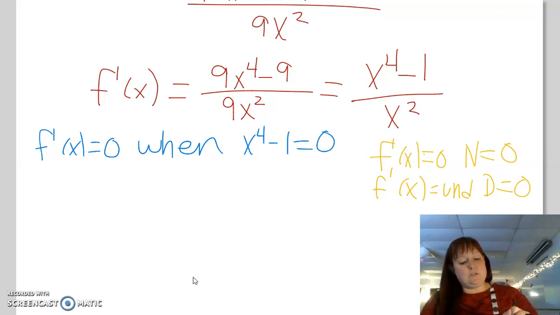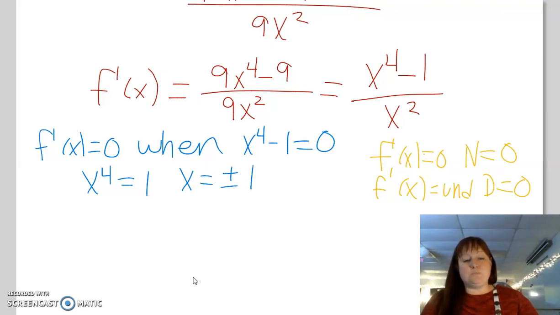So let's figure that out. So that's x to the 4th equals 1. And we take the 4th root of both sides, and we find out that when x equals plus or minus 1, f prime of x equals 0. Because I could put a positive 1 in there or a negative 1 and still get out positive 1. Okay, so this is one of our critical numbers.